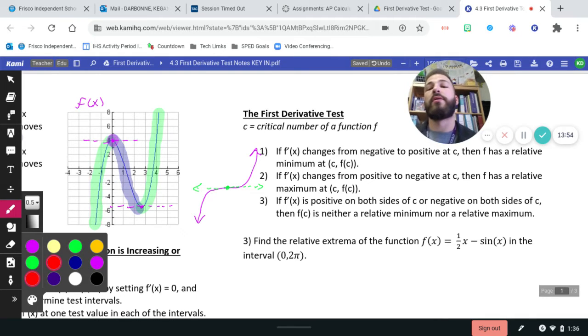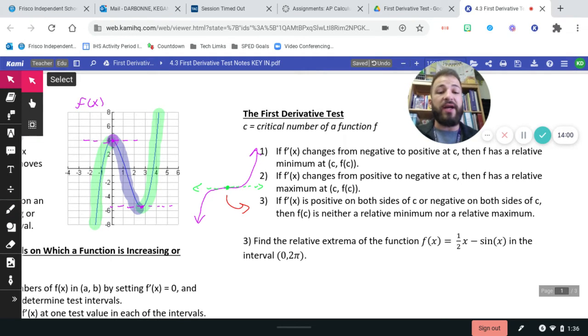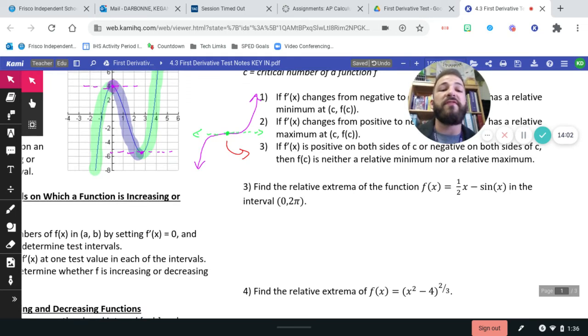This goes for number 3. Okay, so example number 3. Let's actually put this into practice. We want to find the relative extrema of the function f of x is equal to 1/2 x minus sine x on the interval 0 to 2 pi.